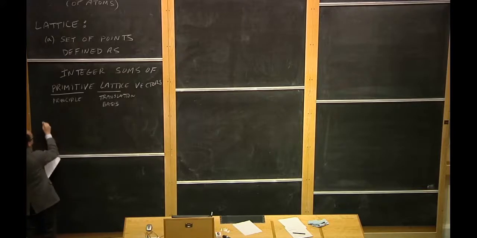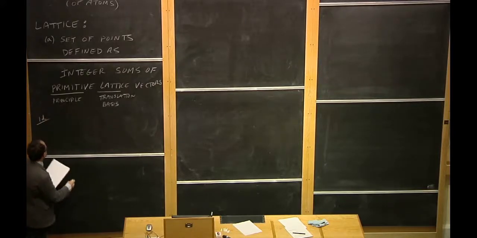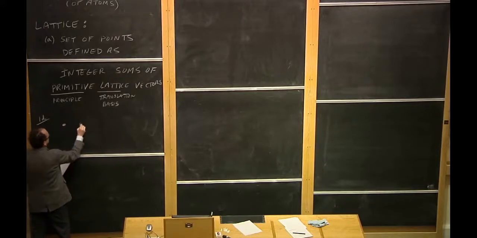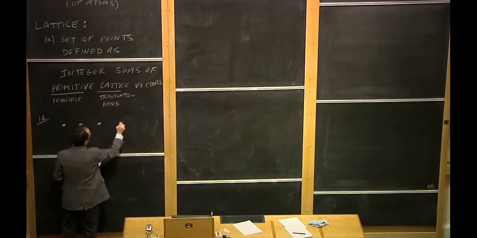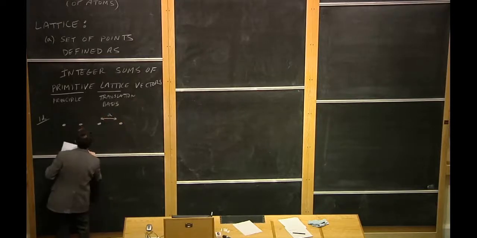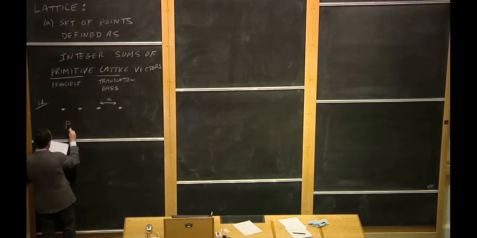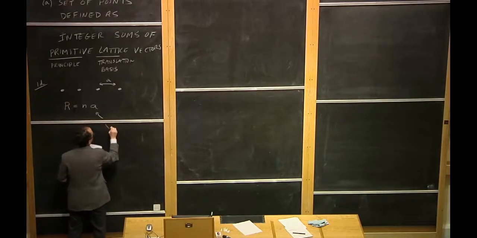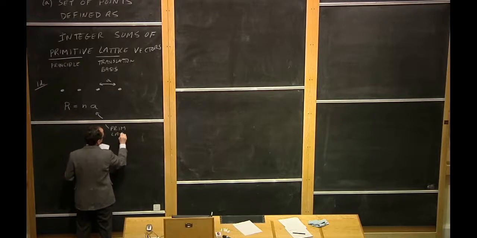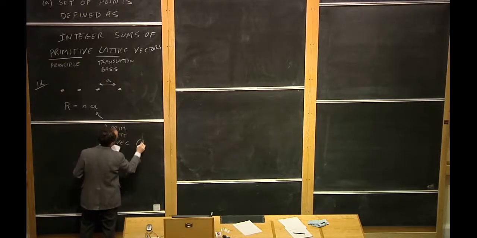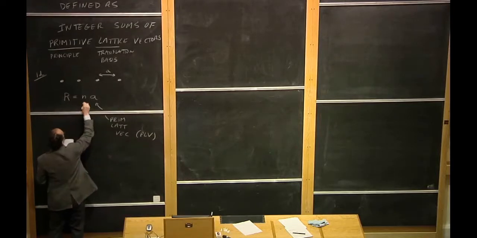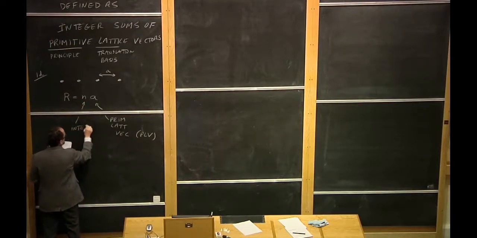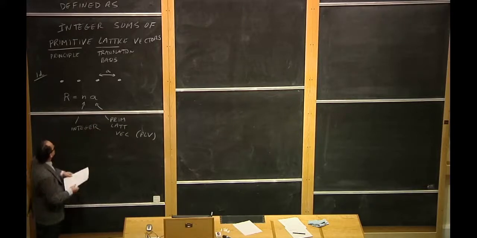Okay, so let me give examples of what these lattices are. We did this in 1D. You have a bunch of points lined up in 1D with a distance a between them. So we can write the positions r of the points in the lattice as n, an integer, times a. A here is the primitive lattice vector. Actually, I'll frequently call that PLV, primitive lattice vector. And n is an integer. So this is something we've seen before. We have an integer times the primitive lattice vector giving us the points in the lattice.